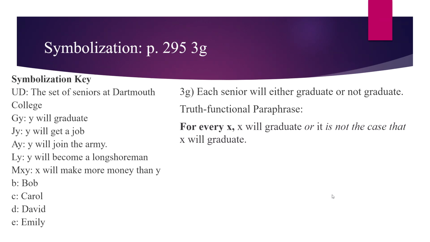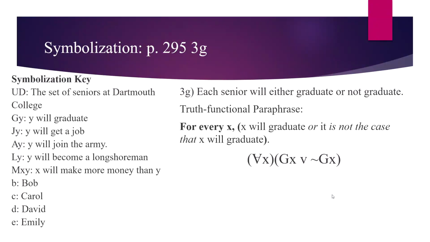For every X, X will graduate, or it is not the case that X will graduate. And here, both of those X's, that whole disjunction, is within the scope of that universal quantifier. So we symbolize it like this. For every X, they will either graduate, or it is not the case that X will graduate. So this disjunction is true for every senior in our universe of discourse.